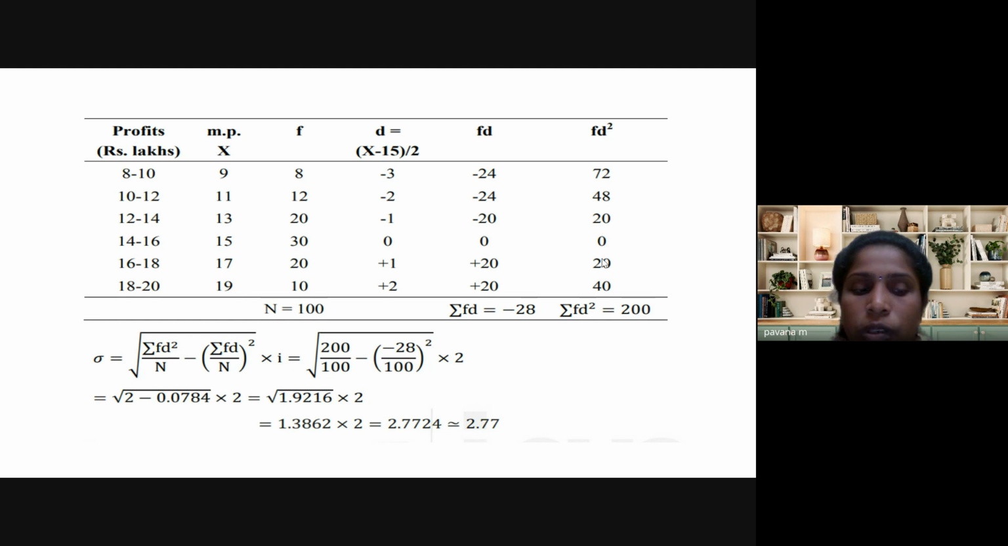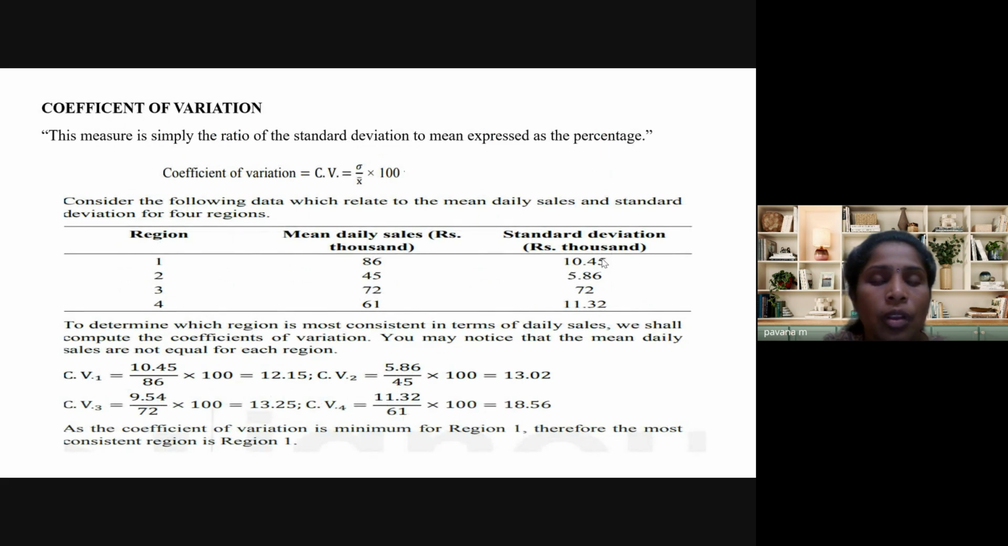Now apply these values in the formula. Sigma is equal to root over sigma FD square by N minus sigma FD by N whole square, into I. Sigma FD square is 200 by N, which is 100, minus sigma FD, which is minus 28 by 100, whole square, into 2. If you calculate that, you will get 2.7724. That is how you calculate the standard deviation.